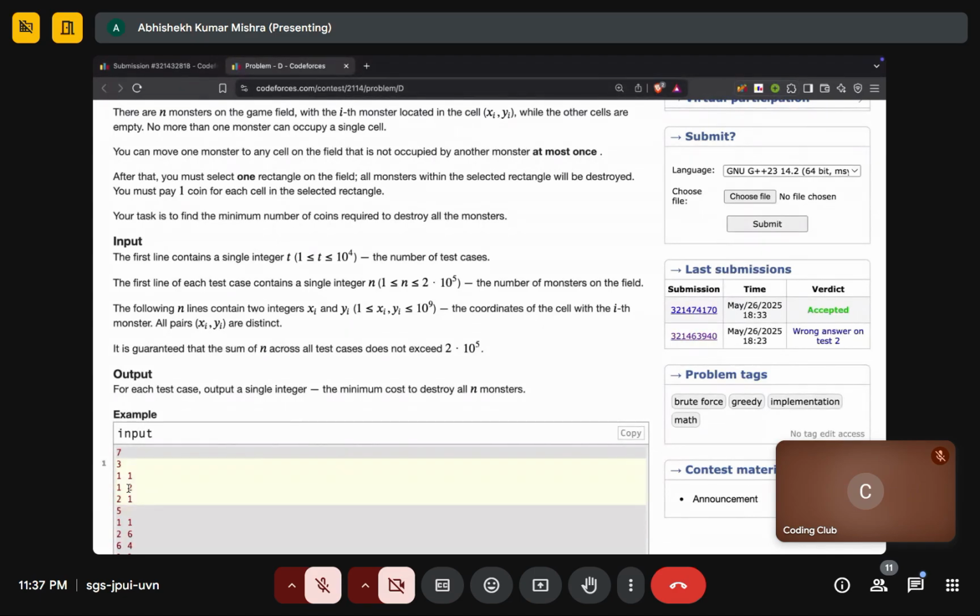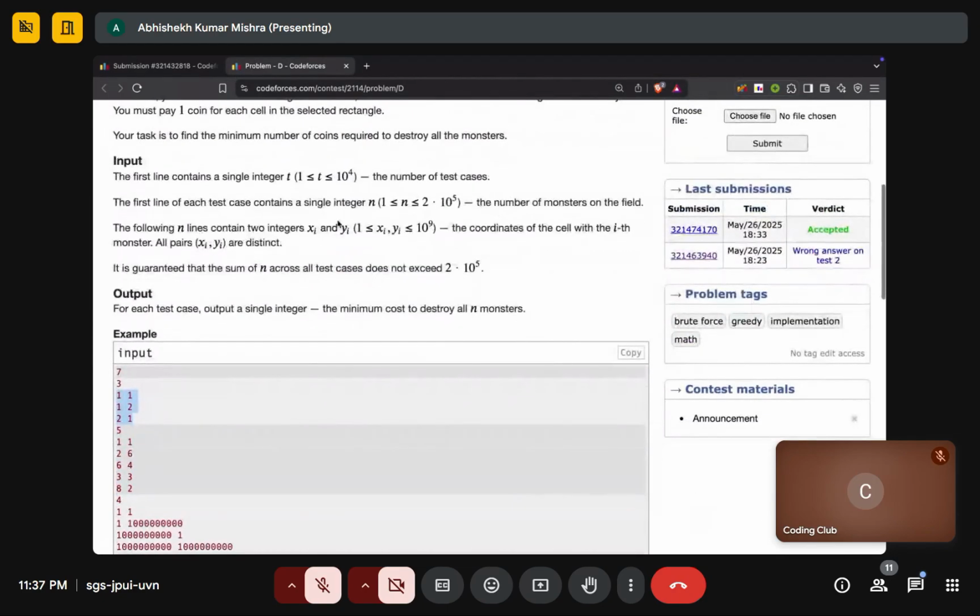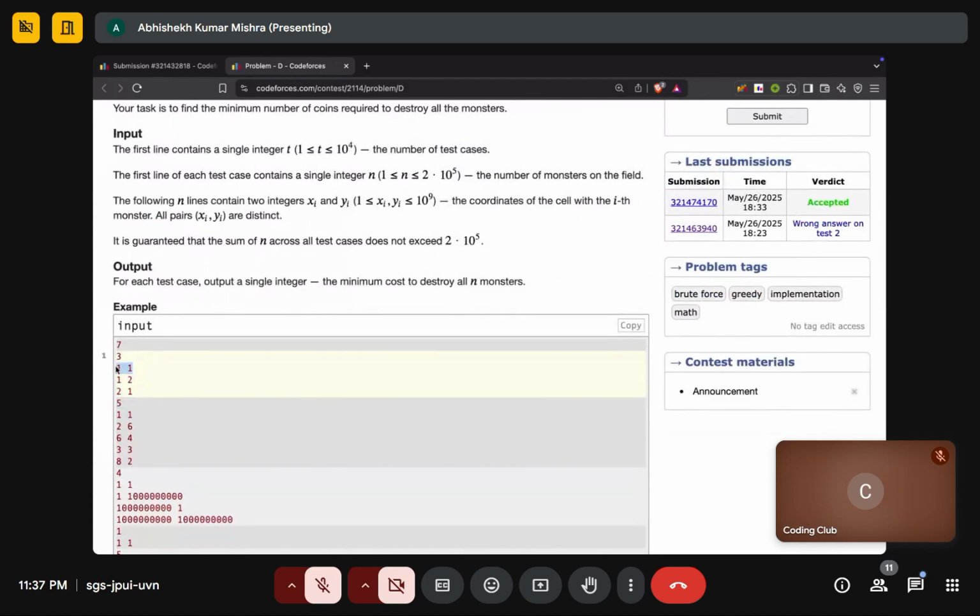So we will select one rectangle, and in that rectangle all the n monsters must lie, and the number of cells in that rectangle will be our answer, and this answer should be minimum, as it is said that the minimum number of points. So what the intuition says, what I thought is, let's suppose I will remove the monster which is at 1 comma 1, and I will make a rectangle out of the remaining n minus 1 monsters.